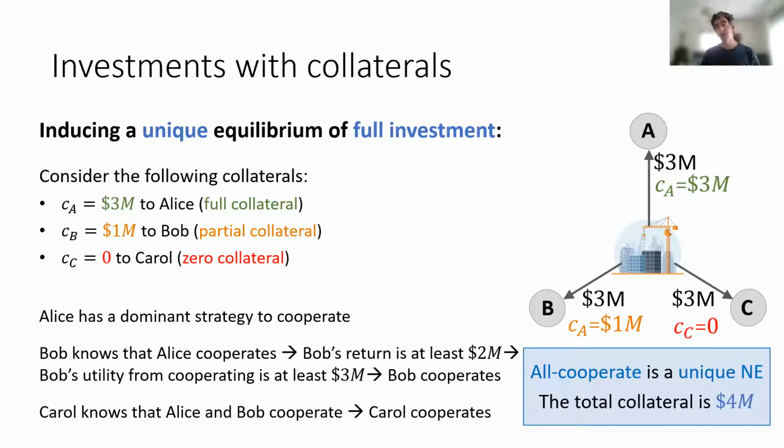So we get that all cooperate is a unique mesh equilibrium with these collaterals. It's easy to see that it's unique because what we just did is iterated elimination of strictly dominated strategies. So it must lead to a unique equilibrium. And the total collateral here in this example is 4 million. And in fact, this is optimal for this example. You can't give any less collateral and secure a unique equilibrium.